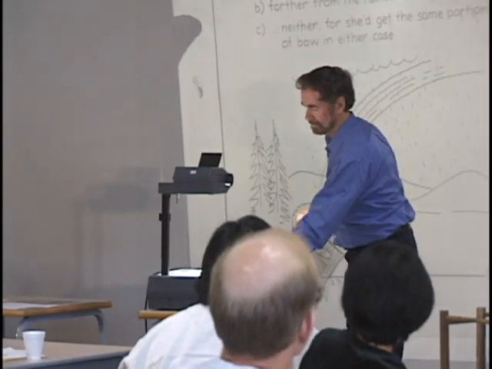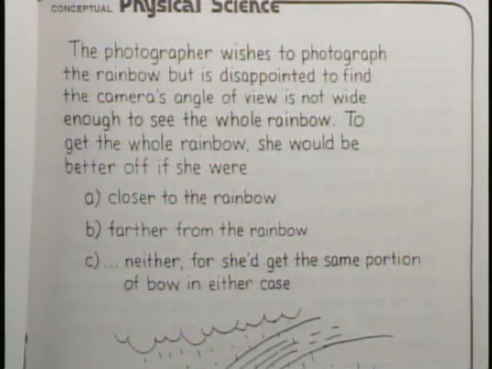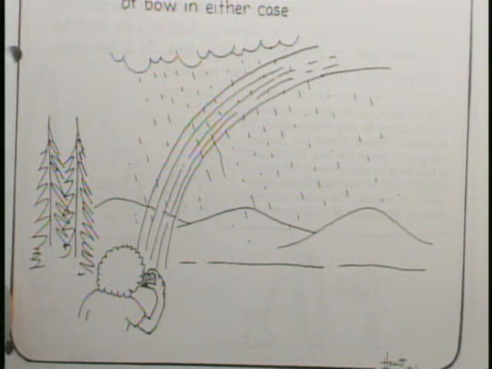The photographer wishes to photograph the rainbow, but is disappointed to find the camera's angle of view is not wide enough to see the whole bow. To get the whole bow, she would be better off if she were closer, further, or it makes no difference. Check your neighbor. Here we go, gang.